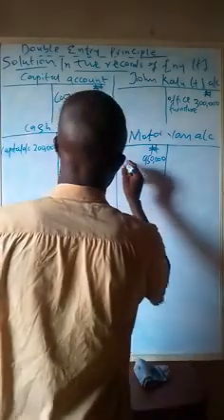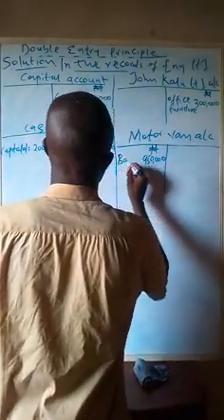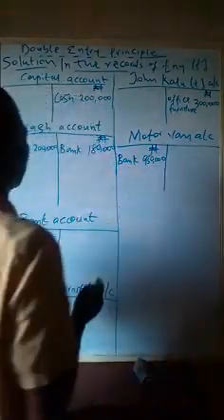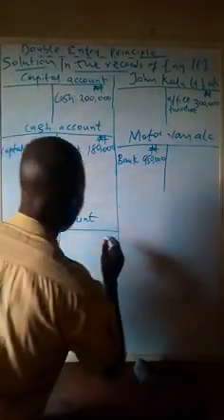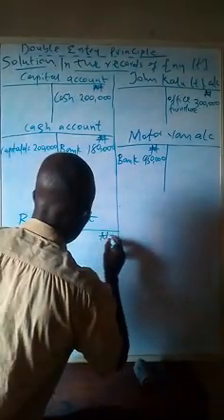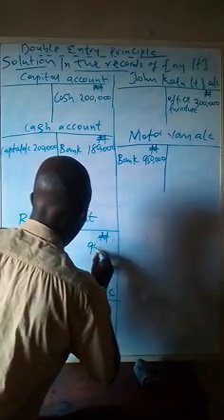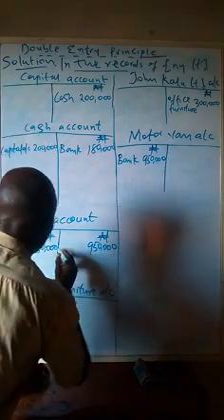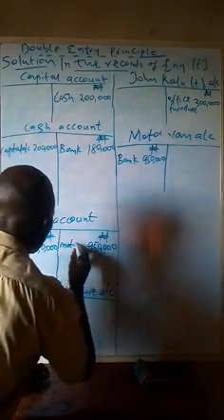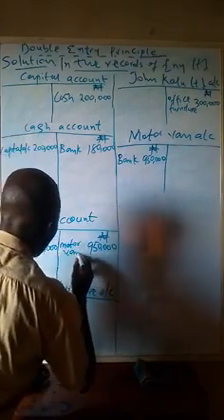Then you go to bank and credit the bank with the 950,000 naira. That is the motor van account.